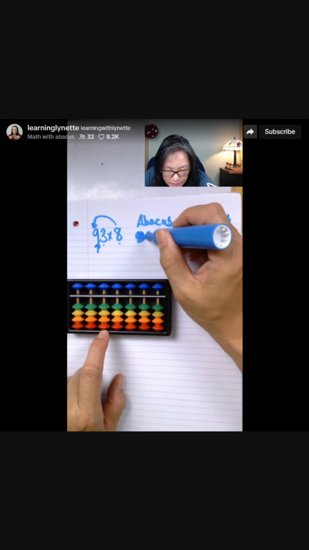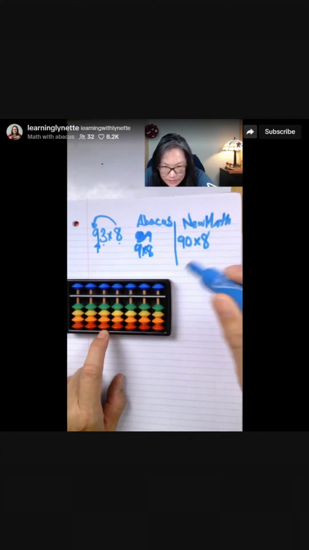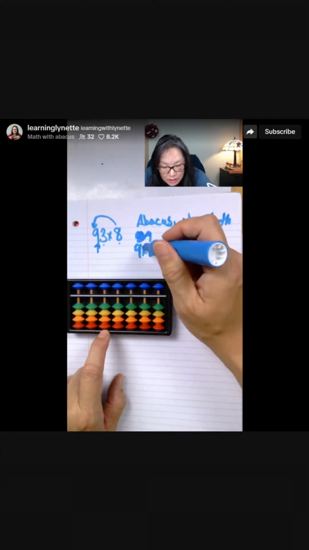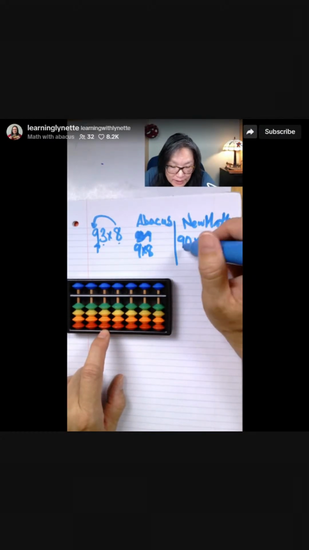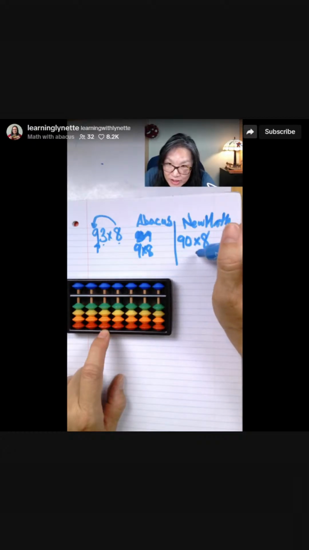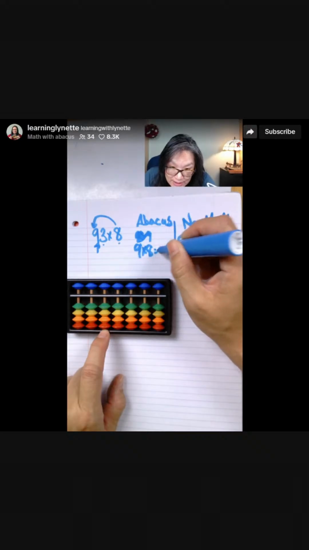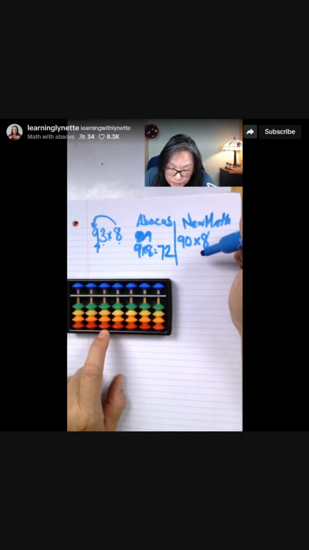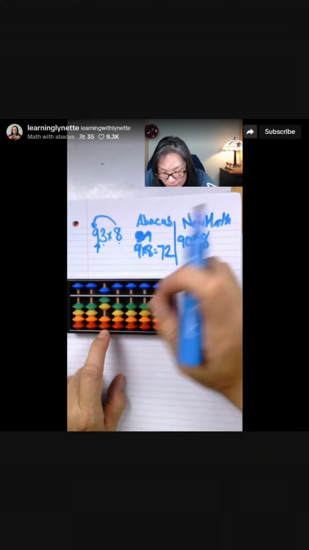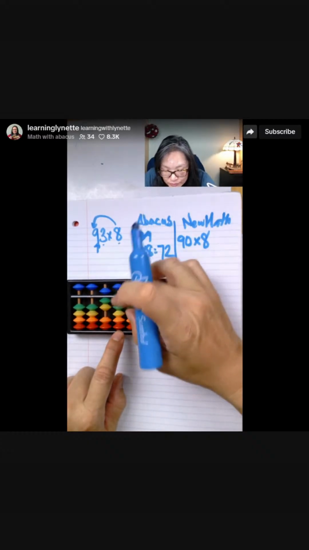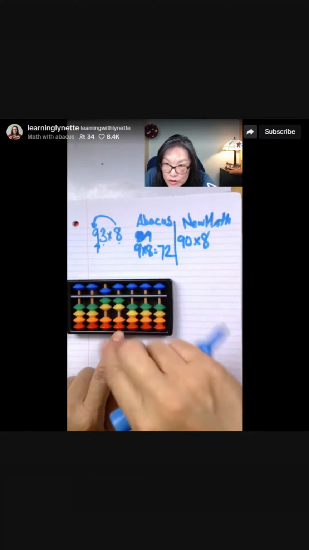I don't know about you, but we don't have a multiplication table that tells me 90 times 8. But we do have one that says 9 times 8. 9 times 8 is 72. So I'm going to add 7, and I add my 2. If you look, it already shows me 720. It already shows me this.